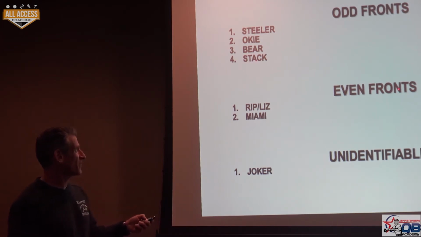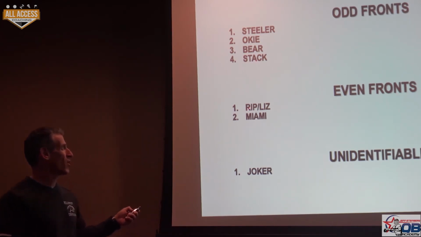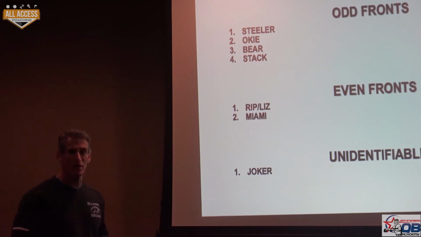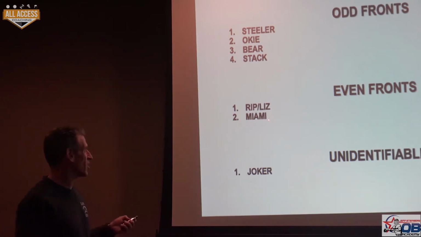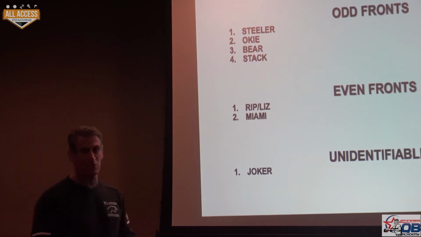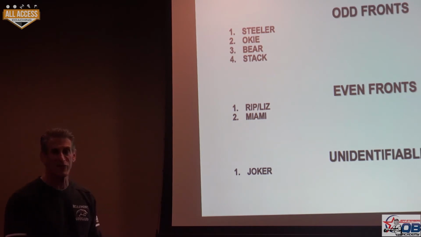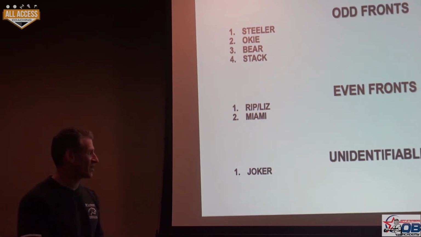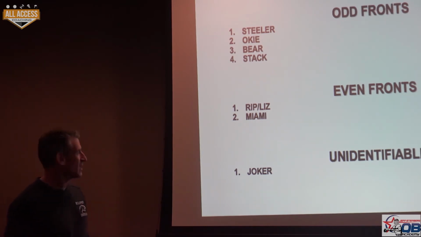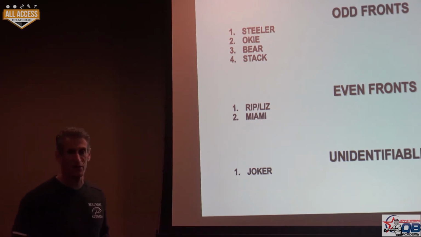Then with the even fronts, we're going to get what we would call a rip and a liz. That's 2 linebackers over top of the guards. Or the Miami would be an even stack. And then sometimes we'll go against teams and you'll see that we can't even identify the front. And we can't identify the front initially until we figure it out. We will call it joker, and that tells our guys that the front was non-identifiable.